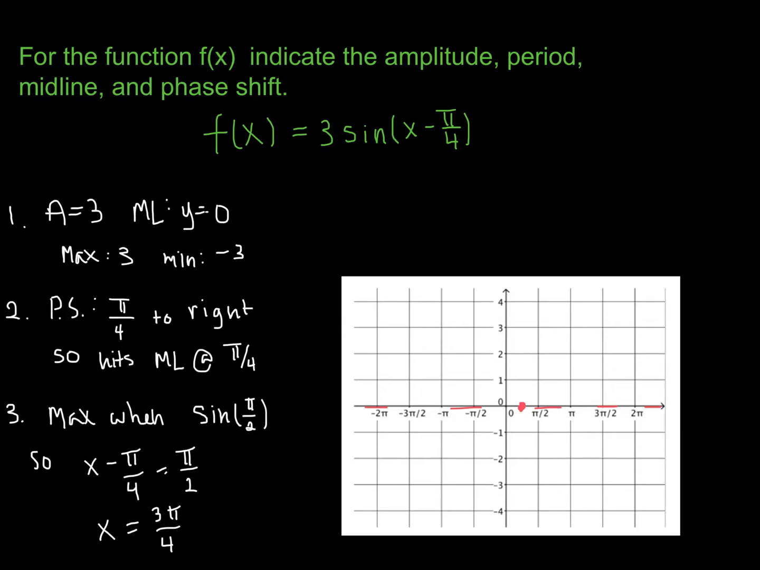Now I can begin to actually put pencil to paper. So the amplitude is 3 and my midline is 0. I'll just sketch the midline briefly. And now I know that my maximum value is going to be 3 and my minimum value is going to be -3.